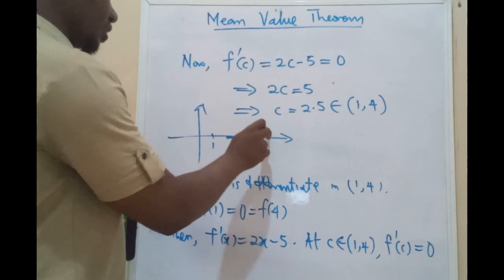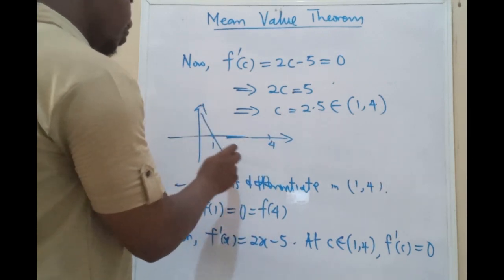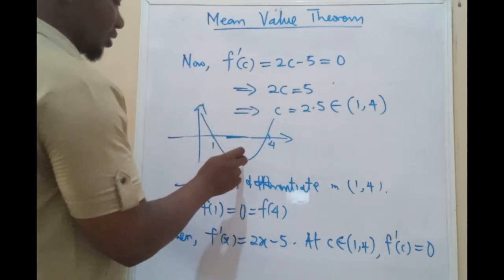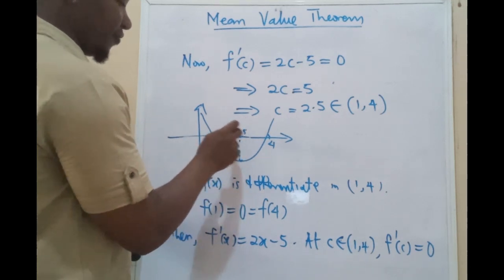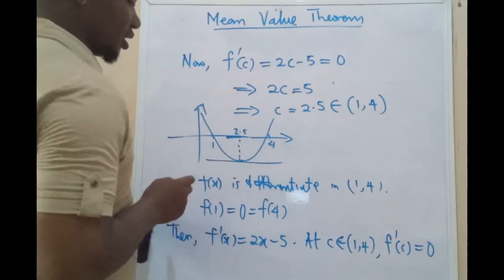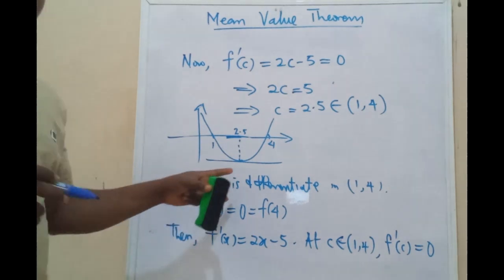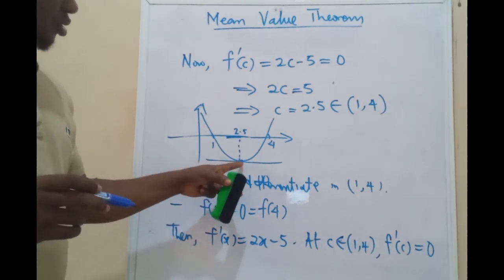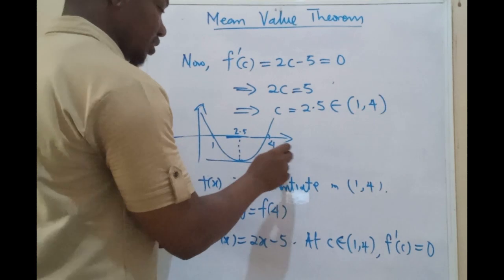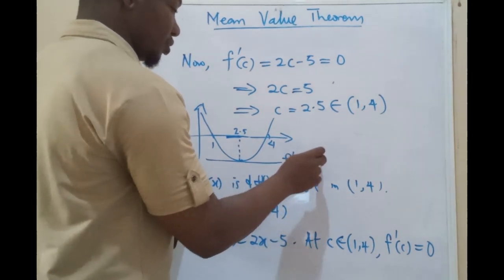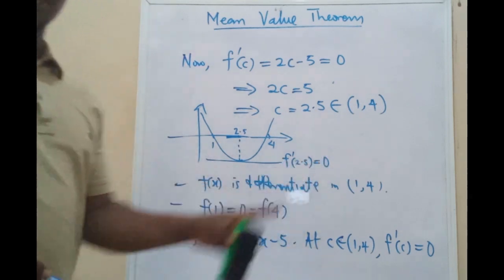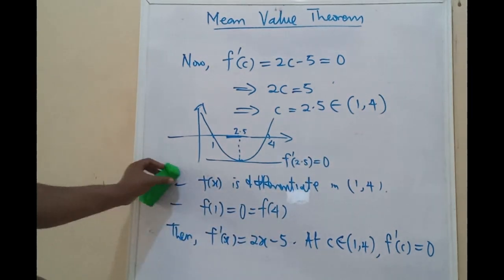Okay, this is 1, this is 4. The curve is somewhere like this, and the slope is somewhere here. This is the point 2.5, and the slope of the curve at 2.5 is 0.